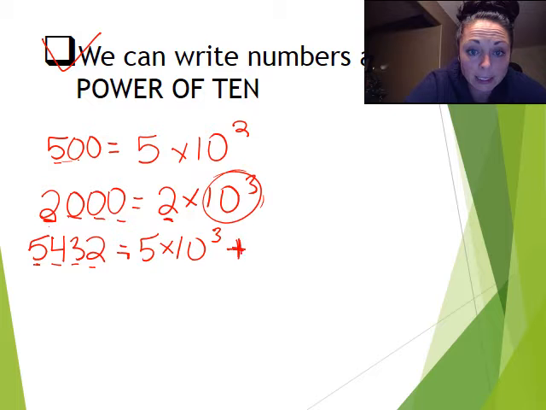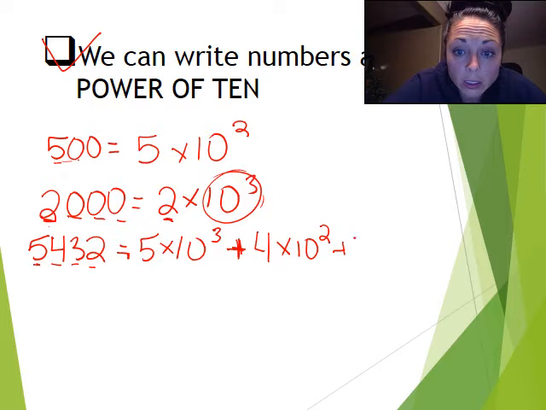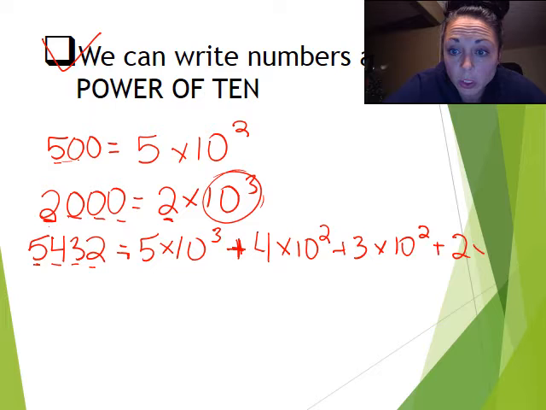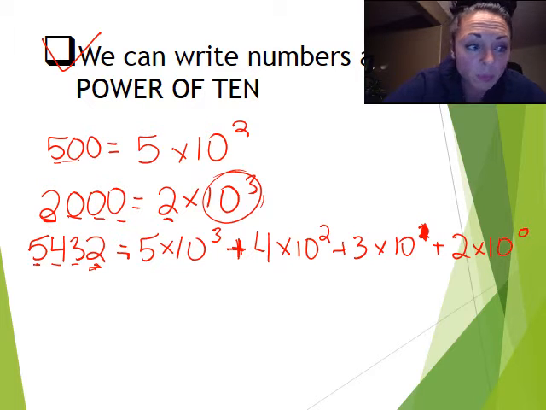Plus, I'm going to add it to 4 times 10 to the power of 2, plus 3 times 10 to the power of 1, plus 2 times 10 to the power of, now, how many is the place value? Sorry, this isn't 1, it's 0, because 2 times 1 is 2.